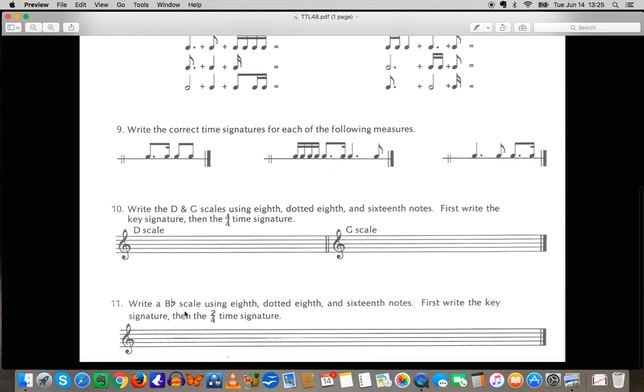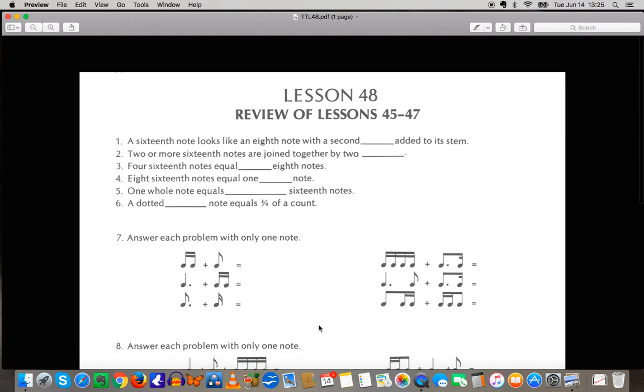B flat. So with flat keys, the second to last flat is the name of the key signature. So B flat is going to be the second to last flat in the scale. Okay? So use the order of flats to figure out what the other ones are.